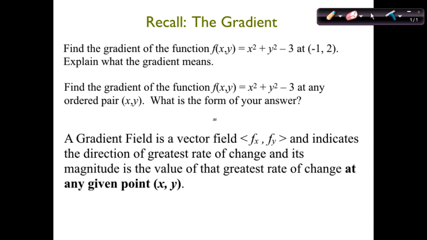So the gradient is a vector field, so we call it a gradient field. It's the vector field partial with respect to x, partial with respect to y. It indicates the direction of greatest rate of change, and its magnitude is the value of that greatest rate of change at any given point x, y.